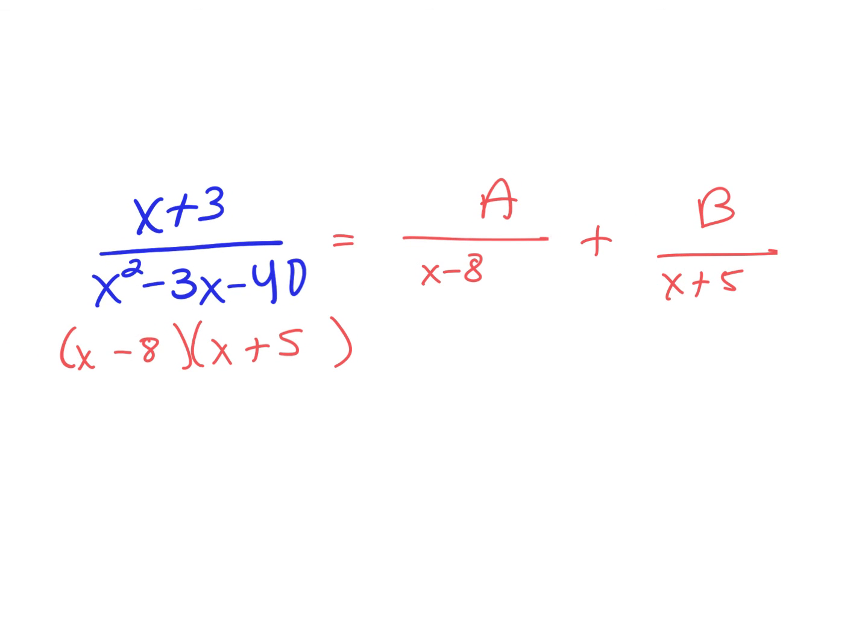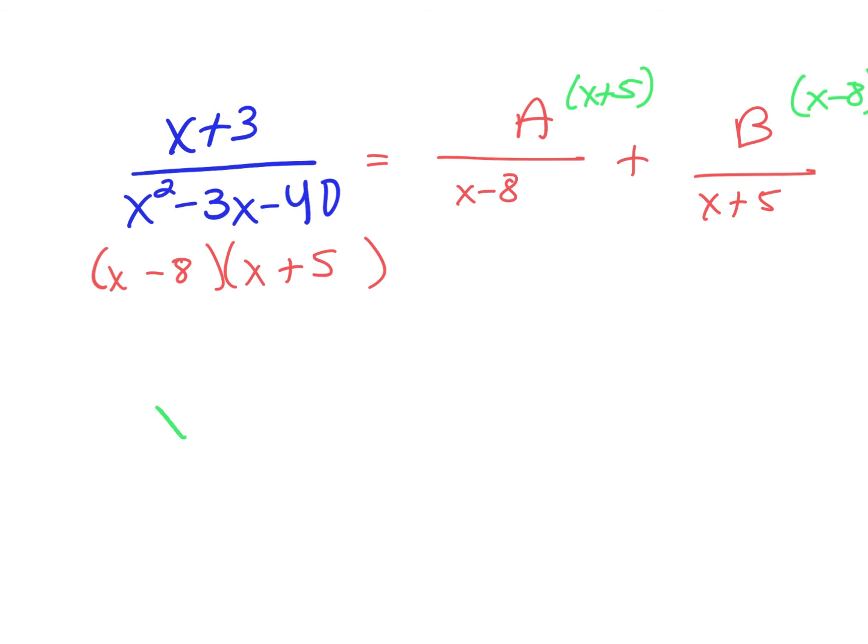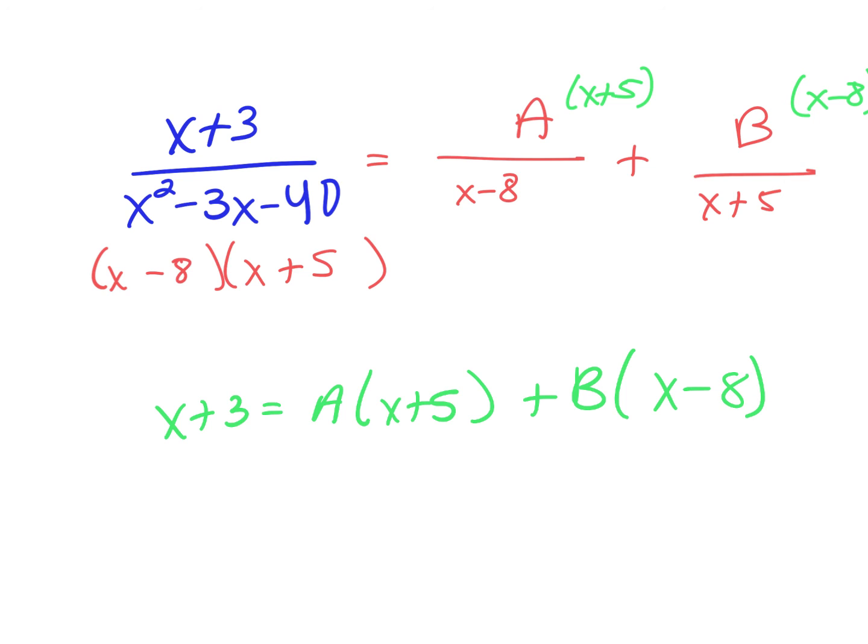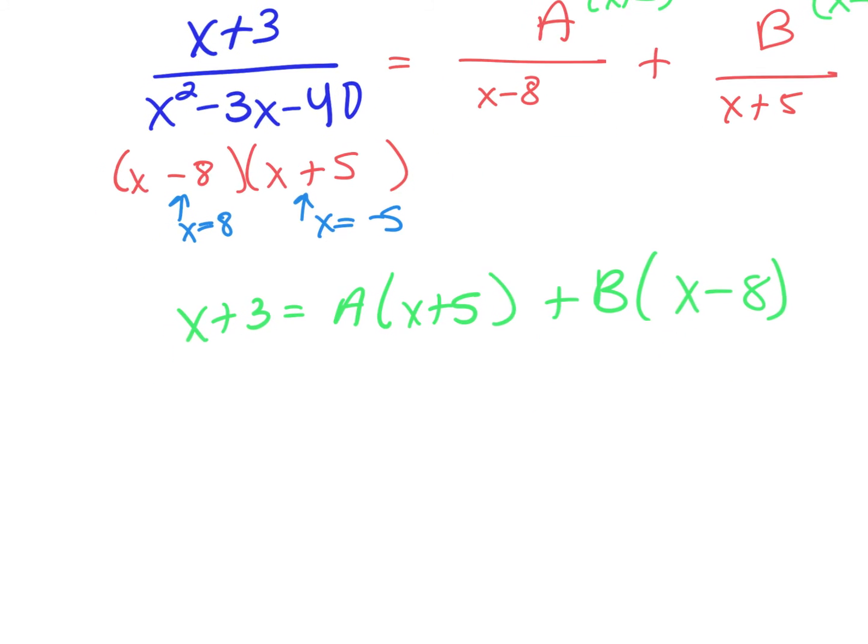So the first fraction has the x minus 8. We need the x plus 5. Second fraction has the x plus 5. We need the x minus 8. So now that we're all set up, we have x plus 3 equals a times x plus 5 plus b times x minus 8. And the two values that I'm going to use to plug in and evaluate would be x equals 8 and x equals negative 5.